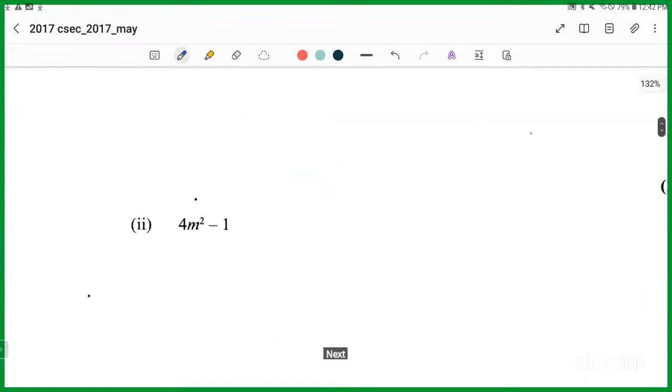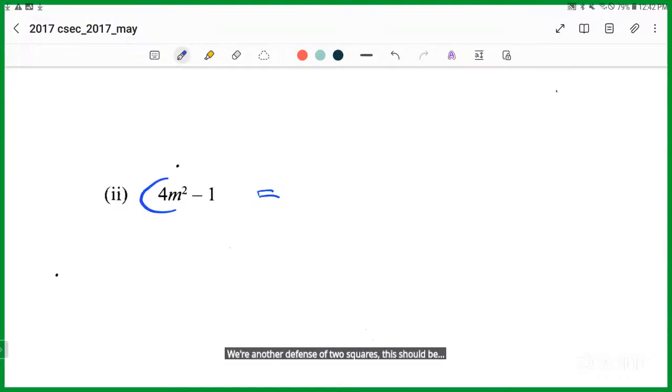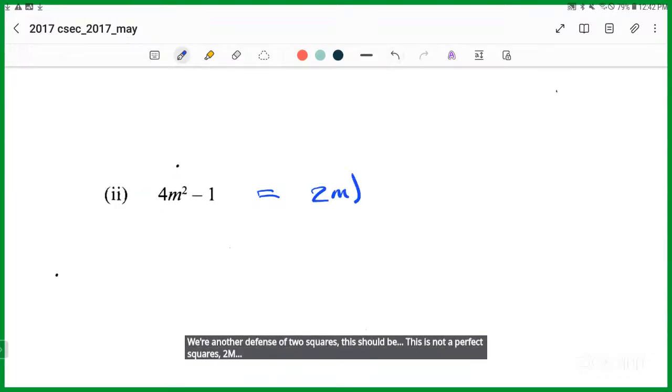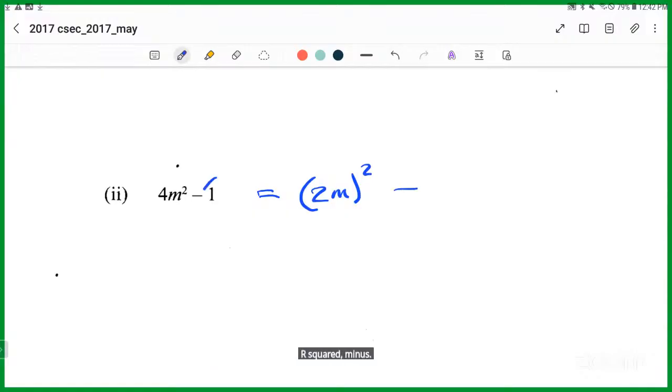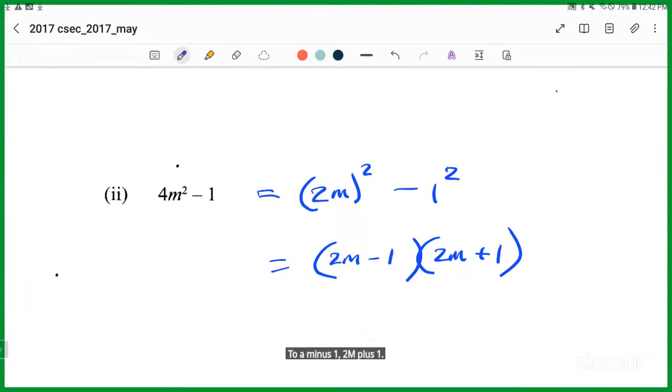Next one is this to factorize. Remember, that's the difference of two squares, because that's a perfect square and that's a perfect square. This is 2m all squared, minus 1 squared. So when you factorize the difference of two squares, it becomes the difference of the numbers, which is 2m minus 1, and then the sum of the numbers, 2m plus 1, and that is it. 2m minus 1, 2m plus 1.